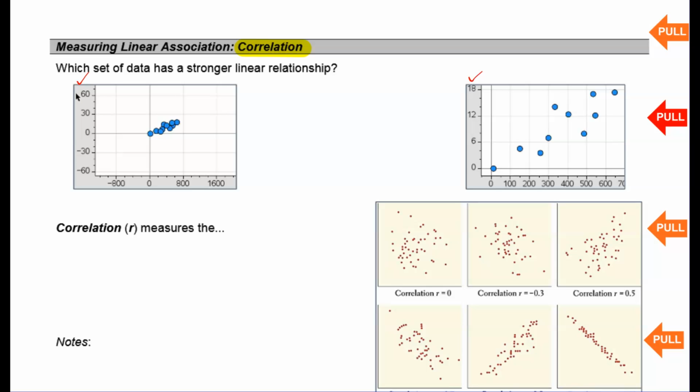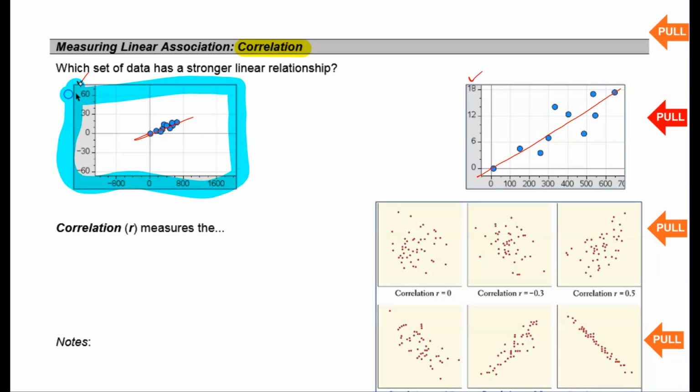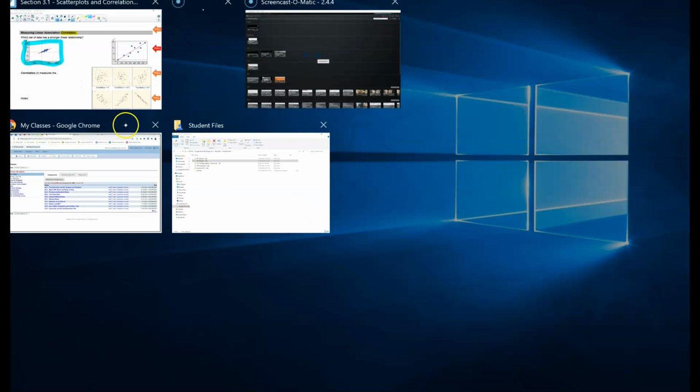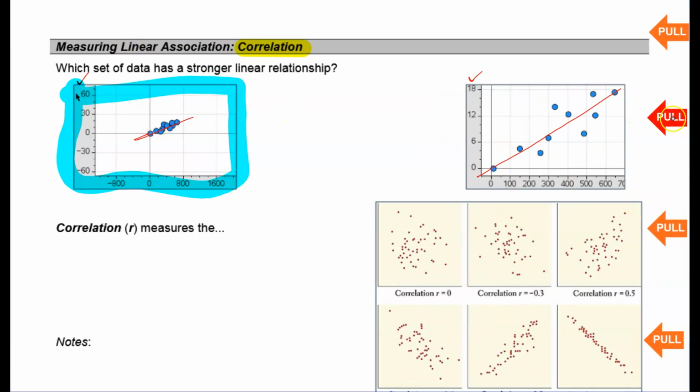Well, just really quickly looking at the one on the left, that's a pretty tight linear fit. If I try to sketch a line of best fit through there, and try to do the same thing on this other data set, the points are pretty far away. So intuitively, your answer is going to be this one. You're going to say, yep, this one has the better linear fit, stronger linear relationship, because those points are really close to that line of best fit.